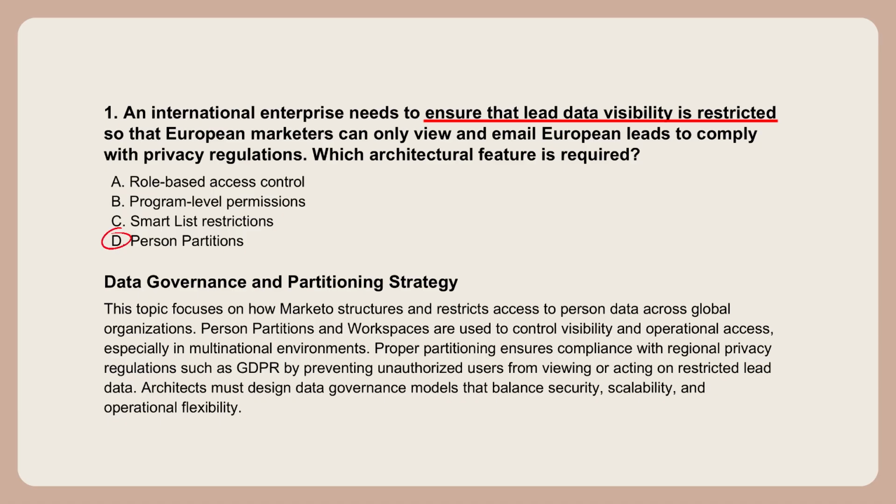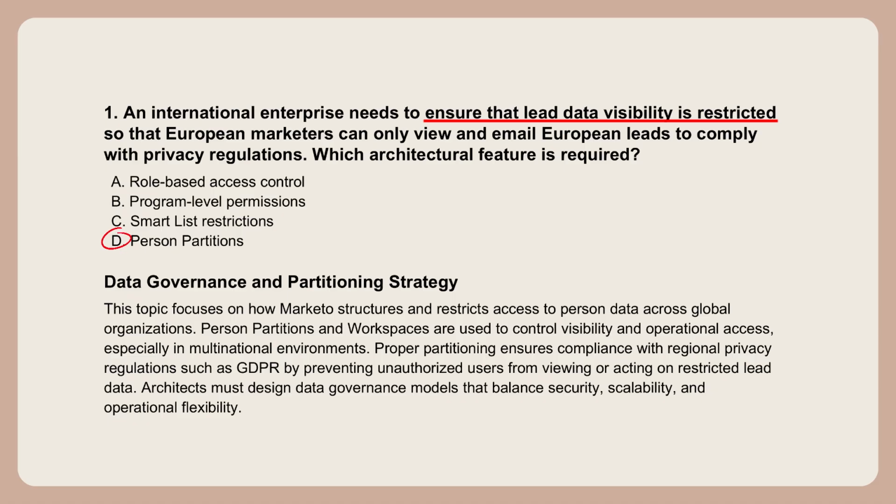Yeah, because people mix those up all the time. They do. The exam distinguishes between superficial filtering and structural data isolation. Person partitions operate at the database level across different workspaces. They enforce data isolation by default. So if a North American marketer searches for a European lead's email address in the database, it doesn't just say access denied. The system literally pretends that lead simply doesn't exist in their universe. That is the exact mechanism.